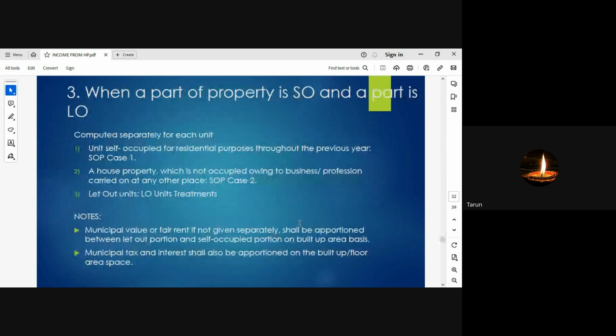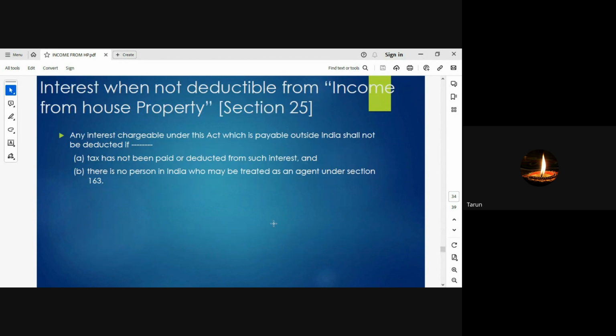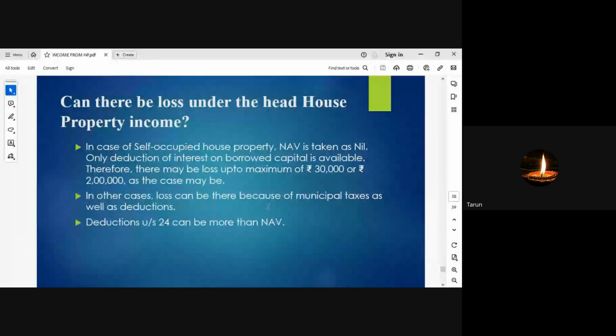It is in minus because if we deduct only the deduction part, the income from house property is in loss. So that's why in case of self-occupied, it would be a loss. In other cases, loss can be there because of the municipal taxes as well as deductions.